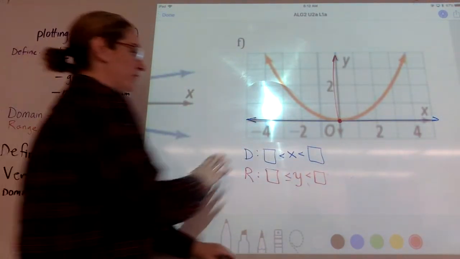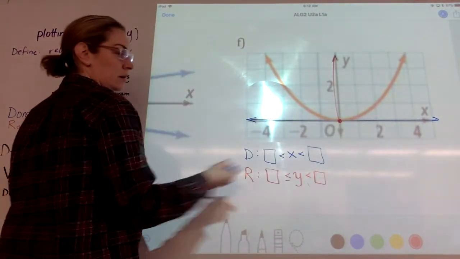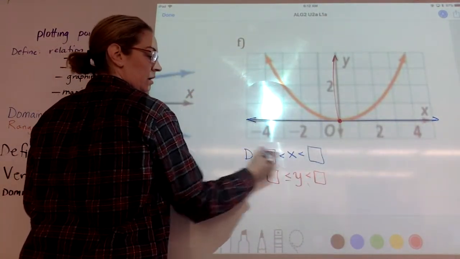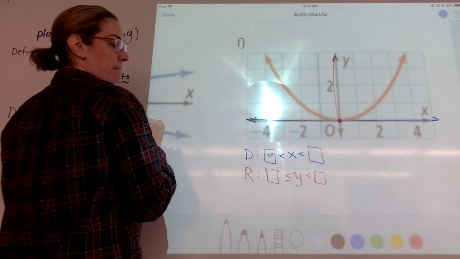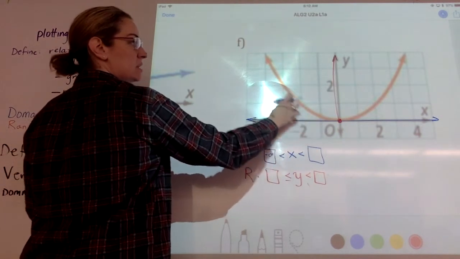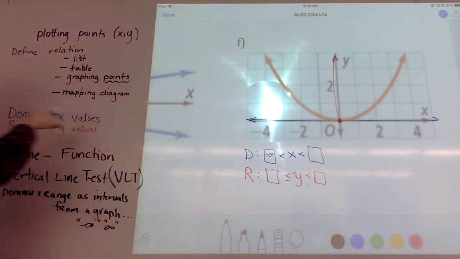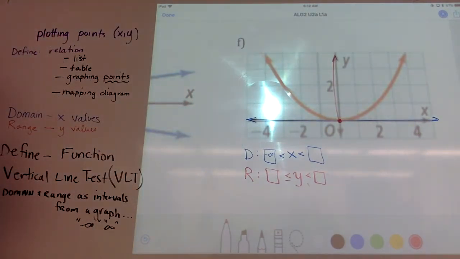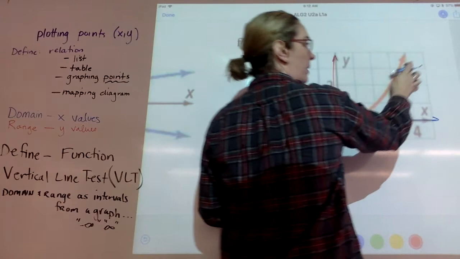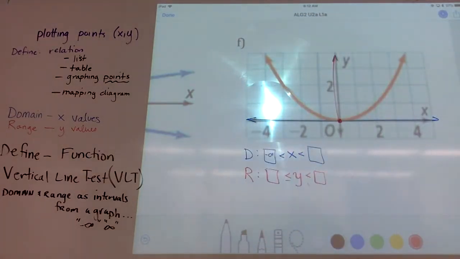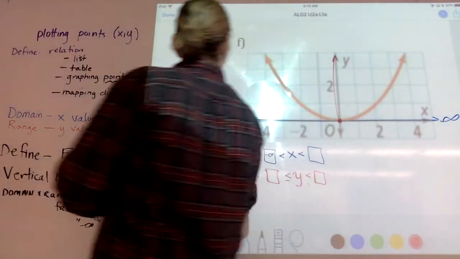Domain, how far left, how far right? Negative infinity? Doesn't this continue to grow out and up and up? It's going to keep making this get bigger. It's actually smaller. What about this way? Does this keep growing out this way? So x is going to continue to get bigger. There's your infinity. There's your negative infinity.